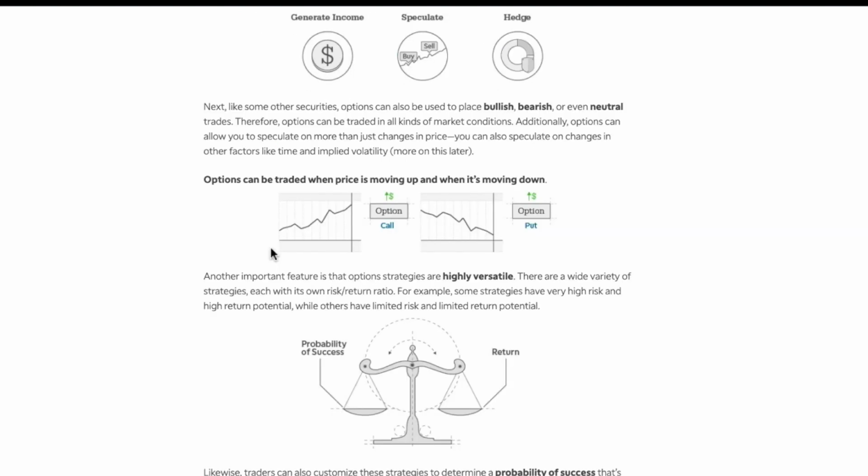Next, like some other securities, options can also be used to place bullish, bearish, or even neutral trades. Therefore, options can be traded in all kinds of market conditions. Additionally, options can allow you to speculate on more than just changes in price. You can also speculate on changes in other factors like time and implied volatility. What this is saying is you can trade options and benefit if you think the market is going up. You can trade options and benefit from them if you think it's going down, or even if the market is staying the same.